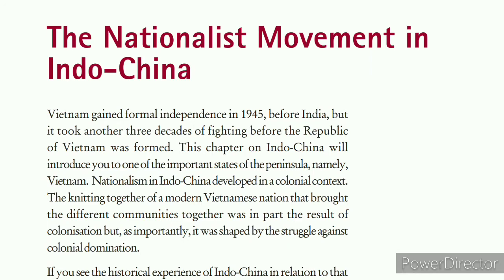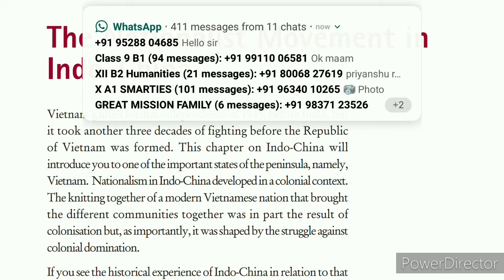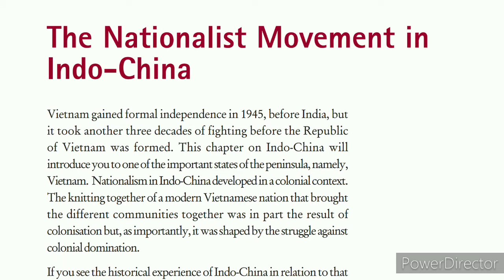Hello everyone. Today we are going to learn about History Chapter 2, that is the nationalist movement in Indochina. Right? China dominated Vietnam and all the peninsulas. So here we can find how they became independent, and the story is all about that.